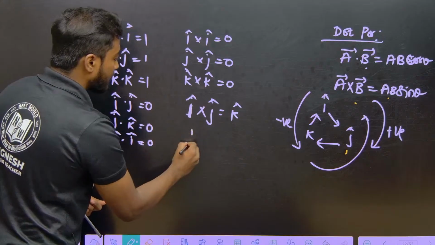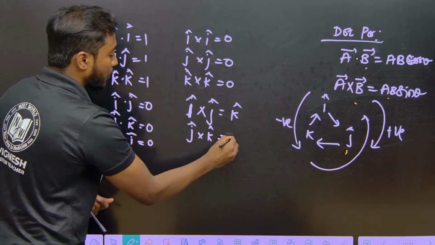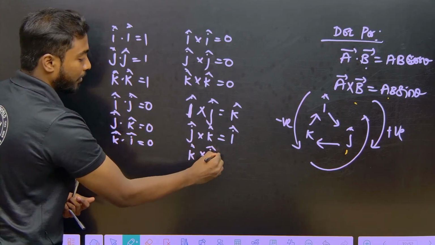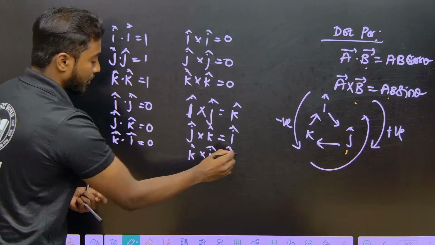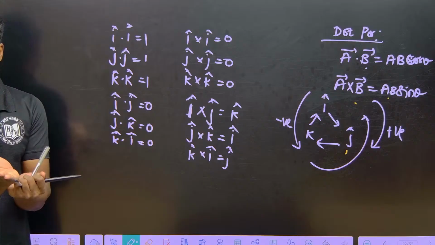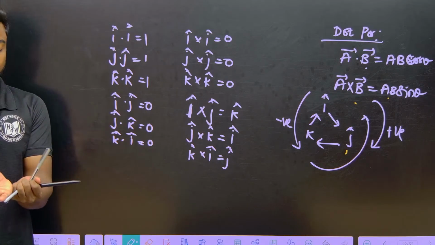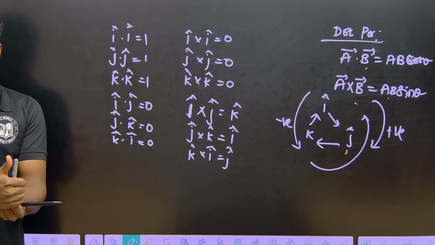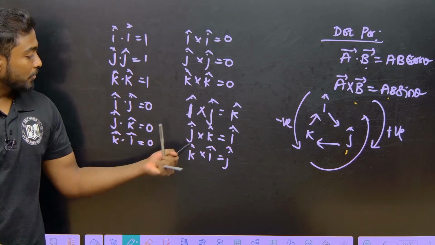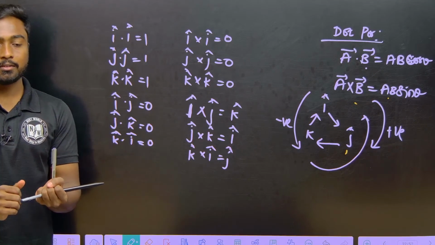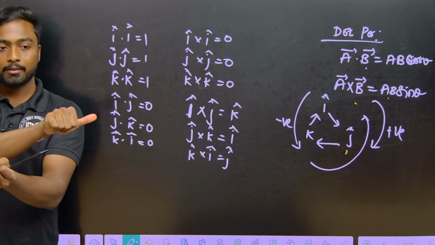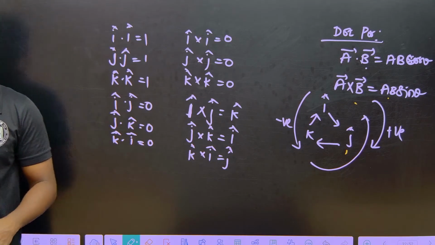That is j cap cross k cap equals i cap. So k cross i cap is j cap. So this is the thing. k cross i, in the sense this is k, and I should go to i. K to i, it is j. J to k is i. Okay. Is there any doubt in this?